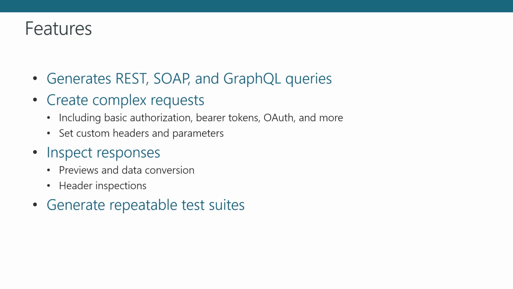And as responses come in, we can preview the responses in their native data type. For example, if you're returning JSON, there is a native JSON reader built into Postman. And finally, you can build test suites against your APIs and run all those tests at the same time to ensure that your APIs continue to run as expected.